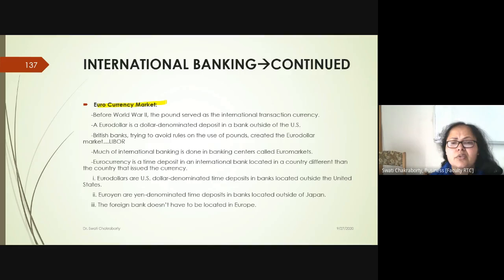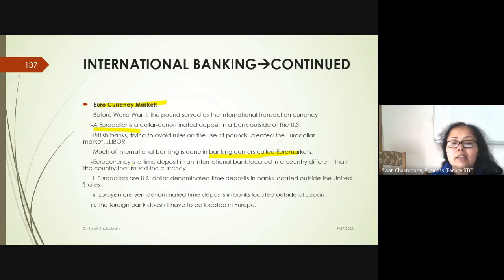Now, before World War II, the pound served as the international transaction currency, right? So a Eurodollar is a dollar-denominated deposit in a bank outside the US. British banks, trying to avoid the rules on the use of pounds, created the Eurodollar market, which is LIBOR. Much of the international banking today is done through banking centers called Euromarkets.